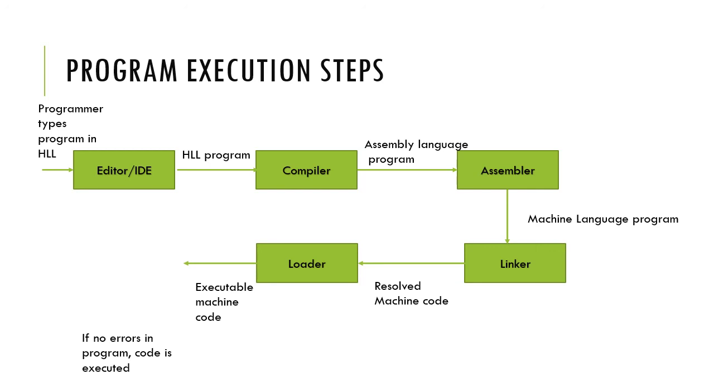And then if there is no error, the program is executed. If there is an error, then you have a debugger which will tell you that these are the errors. And then the programmer will again go back to the IDE, the drawing board again, and then start correcting those errors. And then after that you follow the same process: compiler, assembler, linker, loader, and the process goes on till you get an error-free program. So these are the steps which are involved in the program execution.